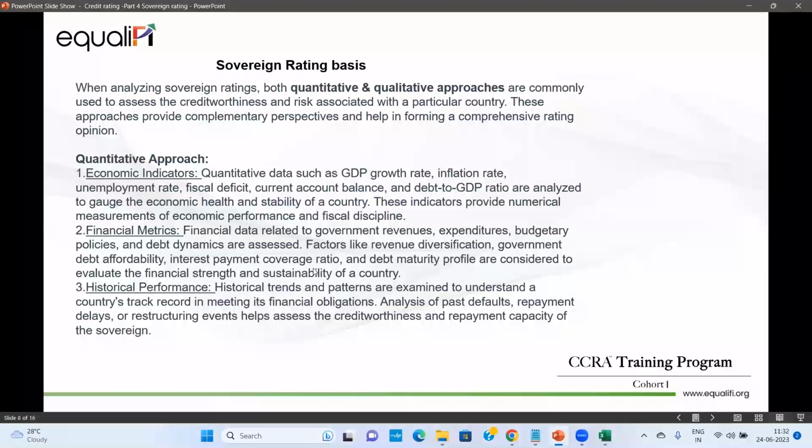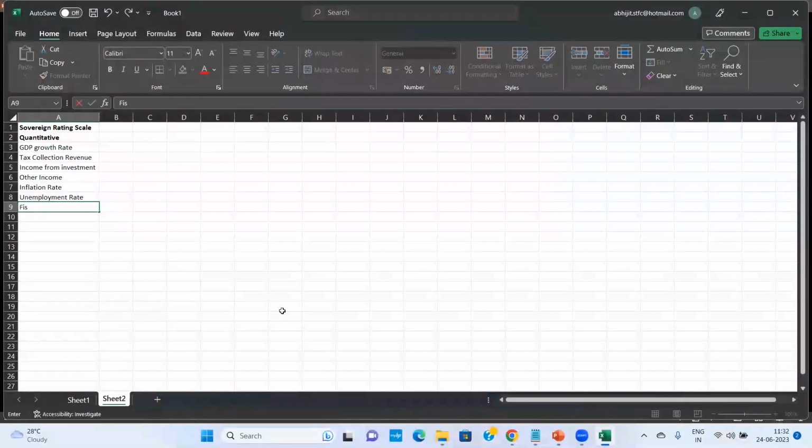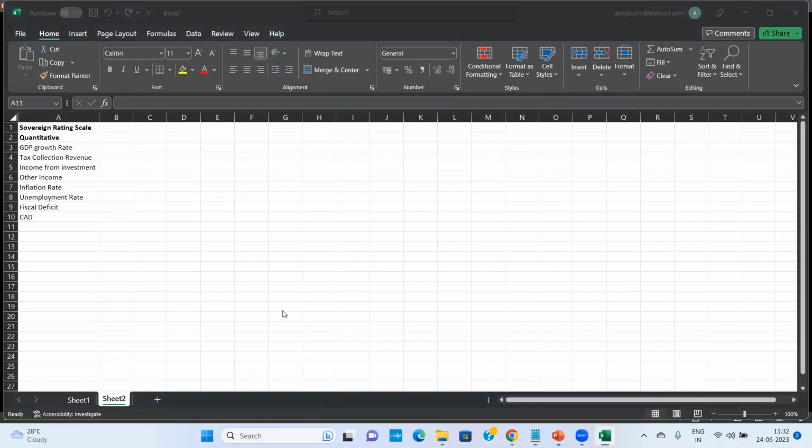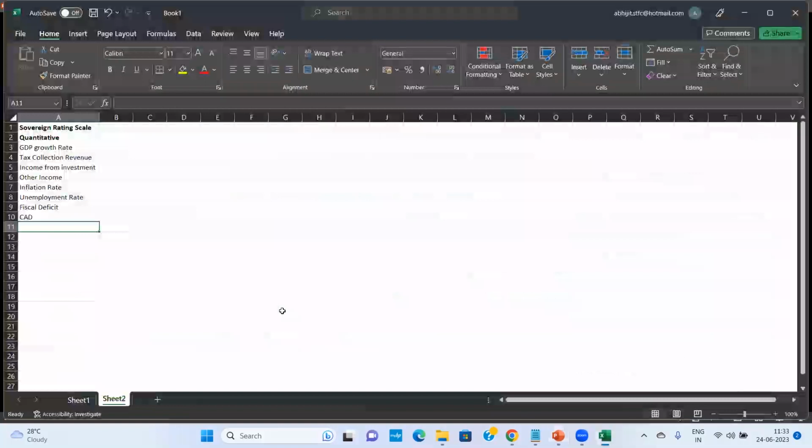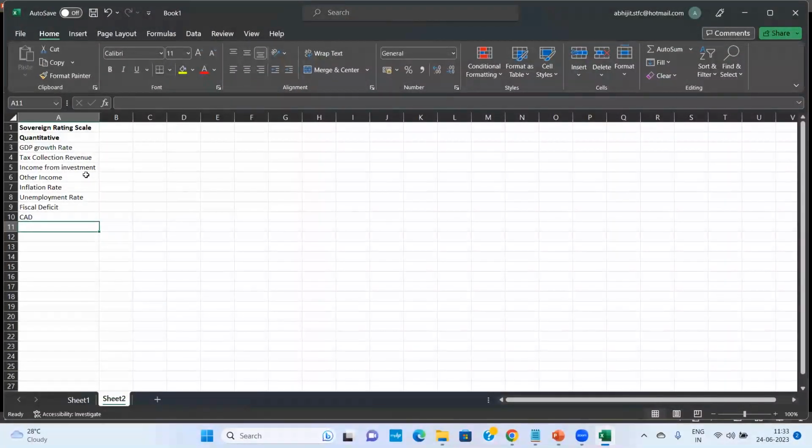Next is current account deficit. Sorry, fiscal deficit and current account deficit. Current account deficit, let us name it as CAD. Right? So these are economic indicators. Then revenue diversification, we have already diversified the revenue: income from investment, other income, inflation rate.